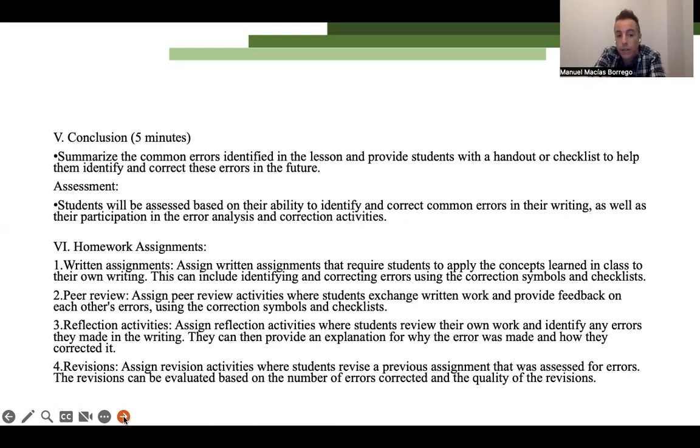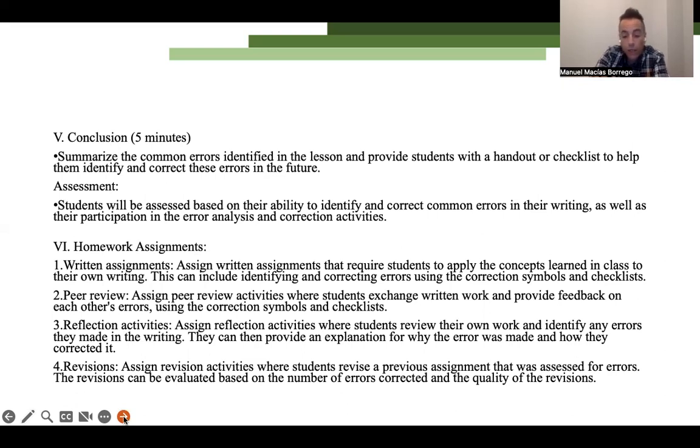But students will be assessed based on their ability to identify and correct common errors in the writings, as well as their participation in their error analysis and correction activities. I usually set homework when I do the error analysis activities. I usually set different kinds of homework: written assignments, peer review, reflection activities, or revisions. Every one of these different activities serves different purposes, so it depends on what I intend them to do.